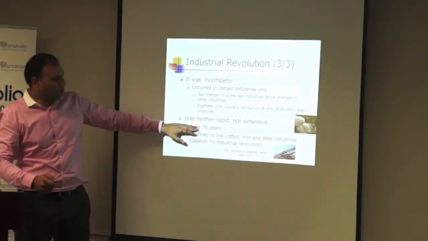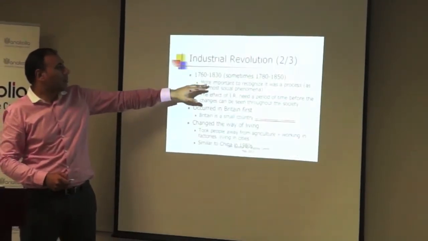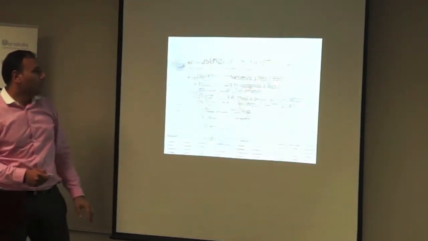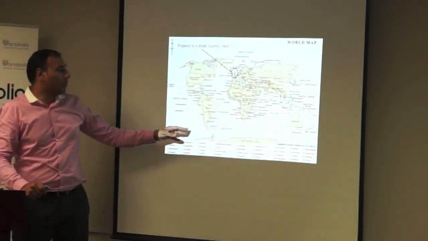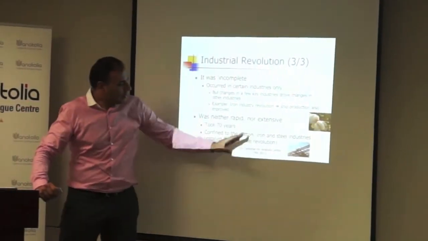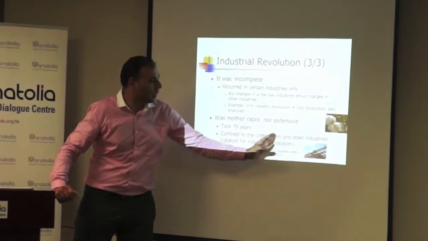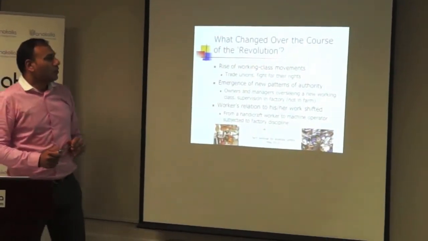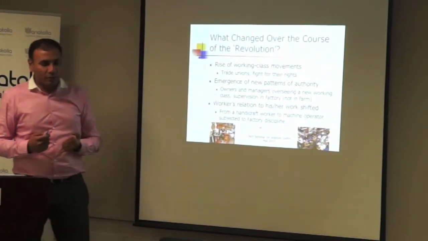And it took 70 years, or depending on how you calculate the time period, some people say 70, some people say even 80, some people say 100. So it wasn't fast, it wasn't rapid. It was neither rapid nor extensive. By extensive, I mean it was confined to three areas, cotton, iron, and steel, and it took at least 70 years. So why do we consider the Industrial Revolution a revolution?